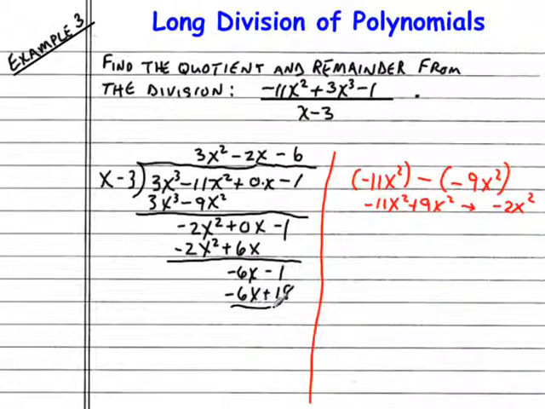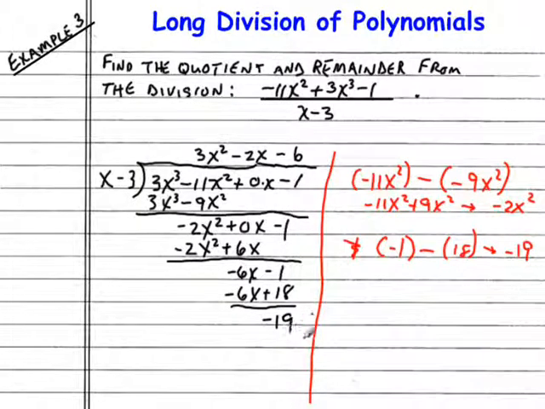And now we subtract again. Of course, negative 6x subtract negative 6x is 0, because that becomes negative 6x plus 6x. Now, in the second position, we have a negative 1, and we're subtracting what's underneath, which is 18. So when we do that subtraction, of course, we get negative 19. So this position ends up being negative 19.